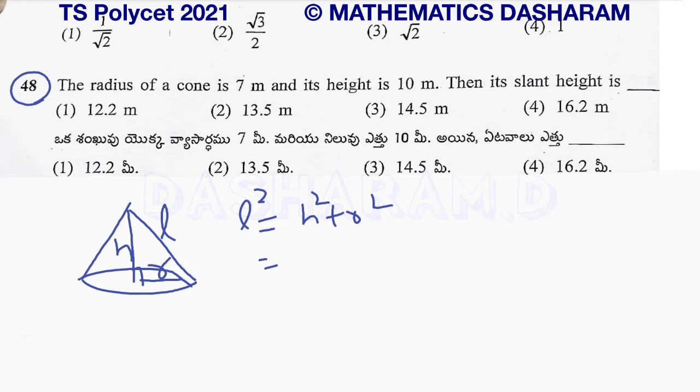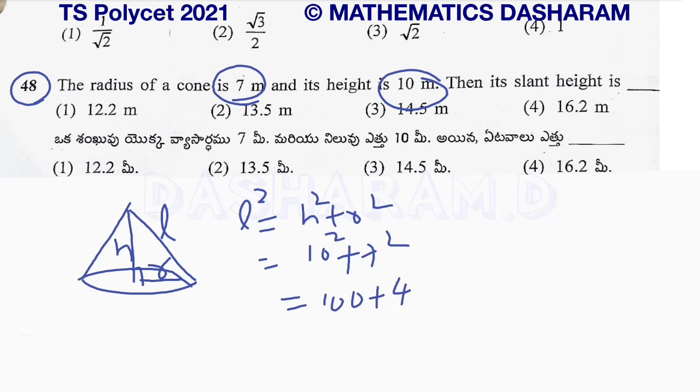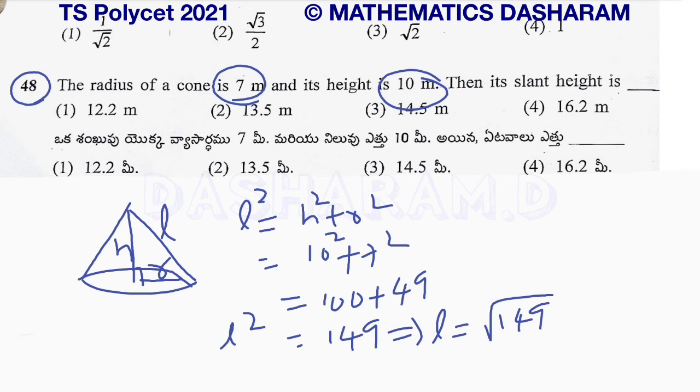So h value, height of the cone 10 and radius 7. 10 square 100, 7 square 49. So 149, it is equals to L square. From this L equals to under root 149.